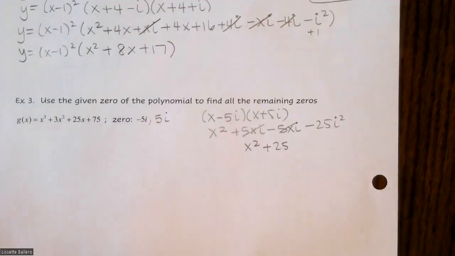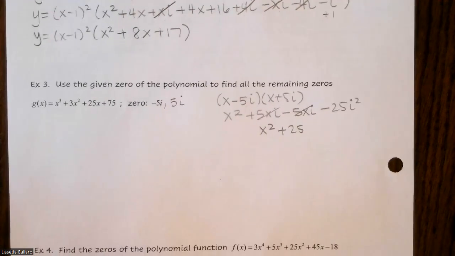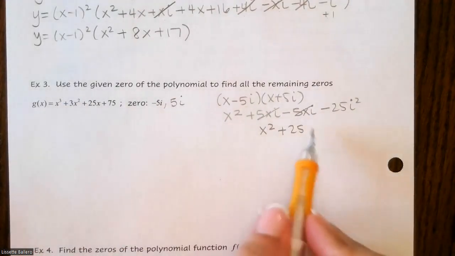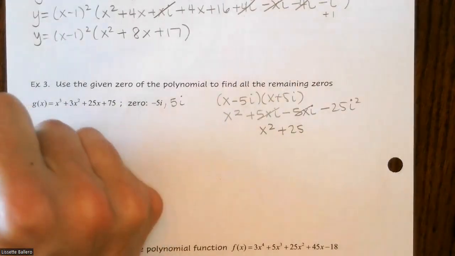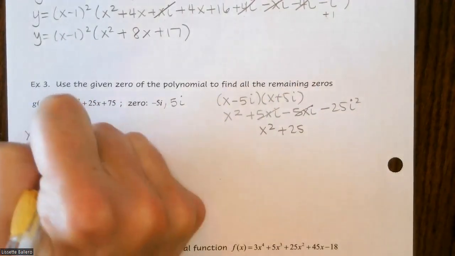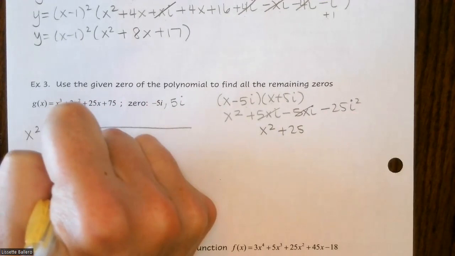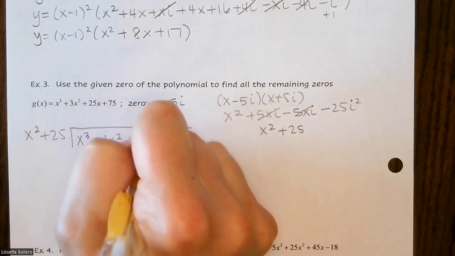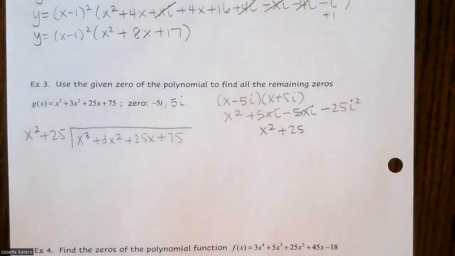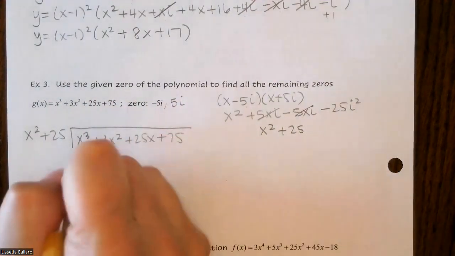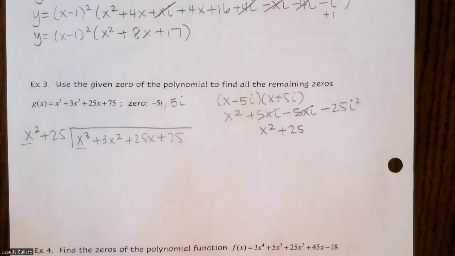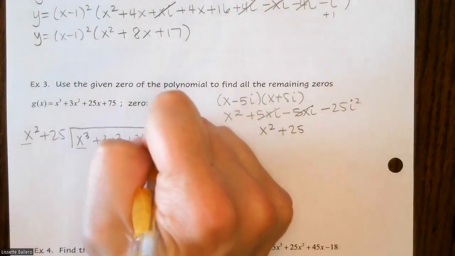Well, to find the last one, all I have to do is long division. Remember, we went through long division and we said we can take something that's cubed here and take it down if we divide by one of the factors. So I'm going to do my x squared plus 25, and we're going to do our long division. With long division, I take my first term and divide by my first term. So x cubed divided by x squared is x.